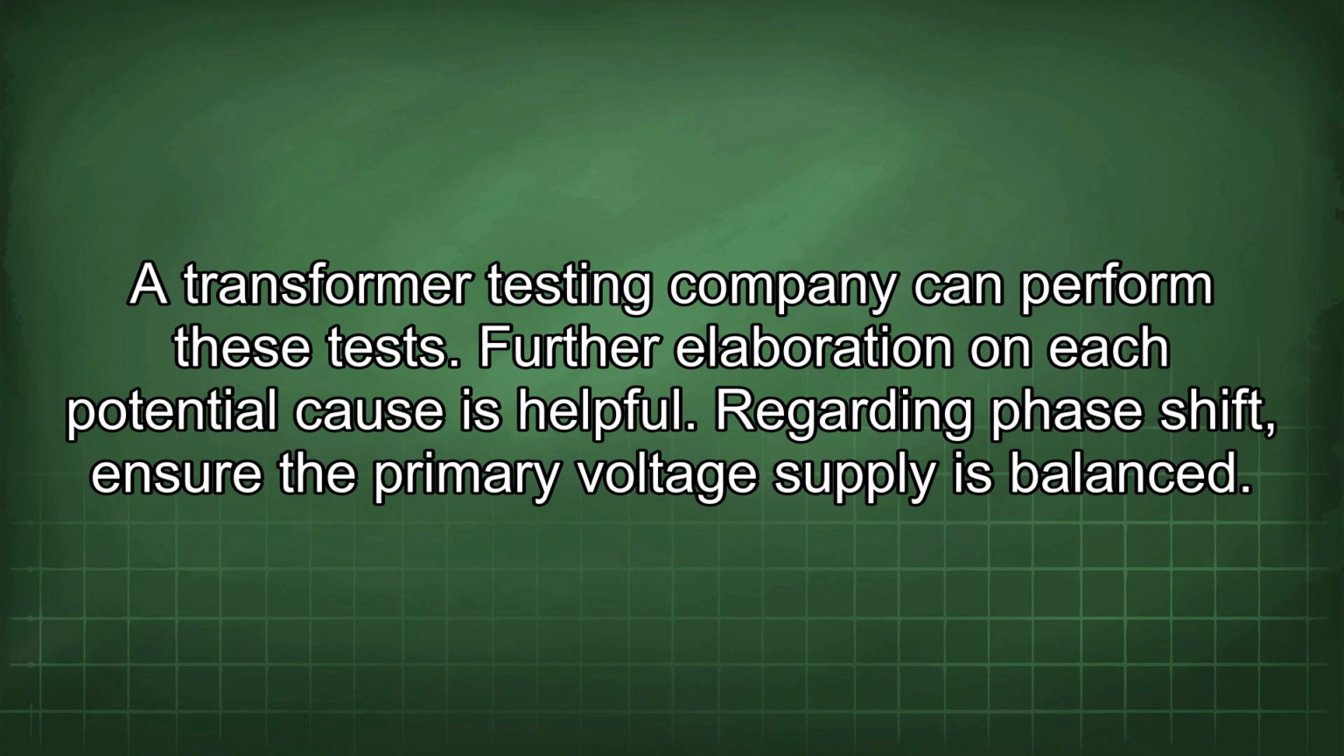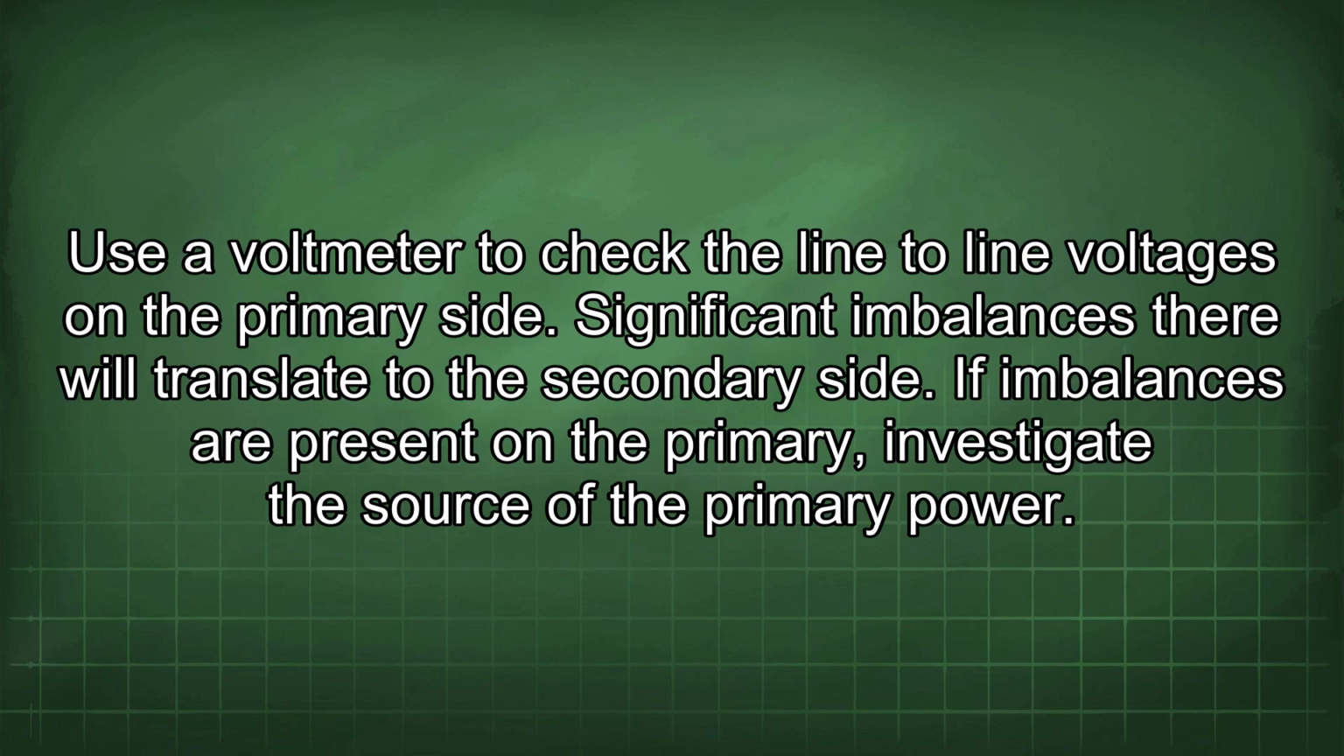Further elaboration on each potential cause is helpful. Regarding phase shift, ensure the primary voltage supply is balanced. Use a voltmeter to check the line-to-line voltages on the primary side. Significant imbalances there will translate to the secondary side. If imbalances are present on the primary, investigate the source of the primary power.